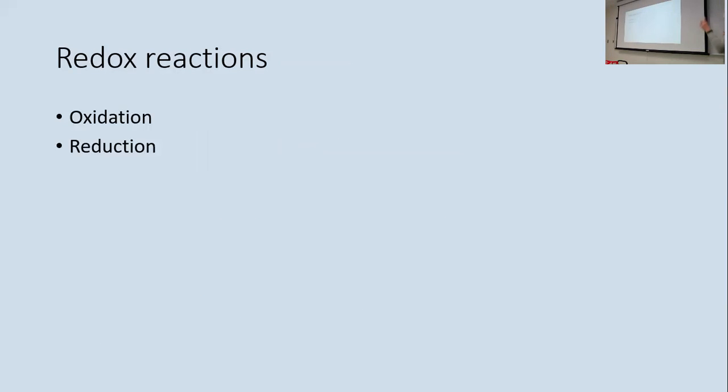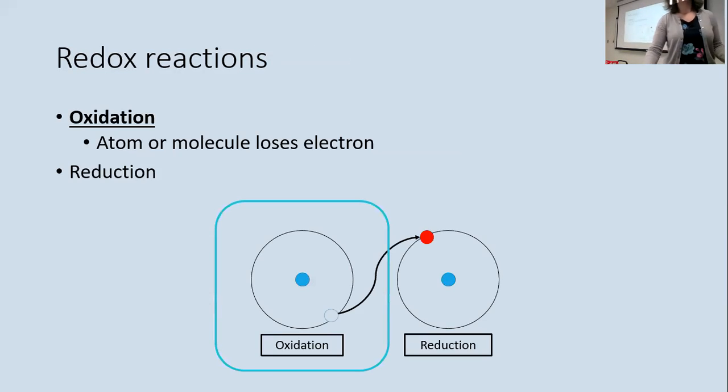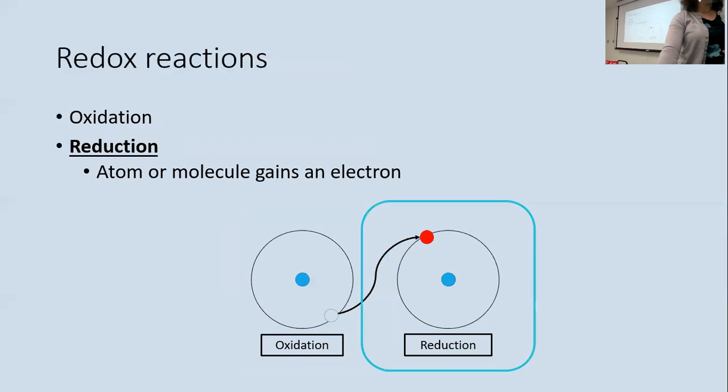A redox reaction is an oxidation and a reduction reaction, oxidation being an atom or a molecule losing an electron. Remember this goofy little picture: we've got a molecular atom with an electron, and the electron bugs off. That's oxidation. Something loses an electron. Reduction is just the opposite of that. Some atom or molecule gains an electron that it encounters bopping about in space. So oxidation, we lose an electron. Reduction, we gain an electron.